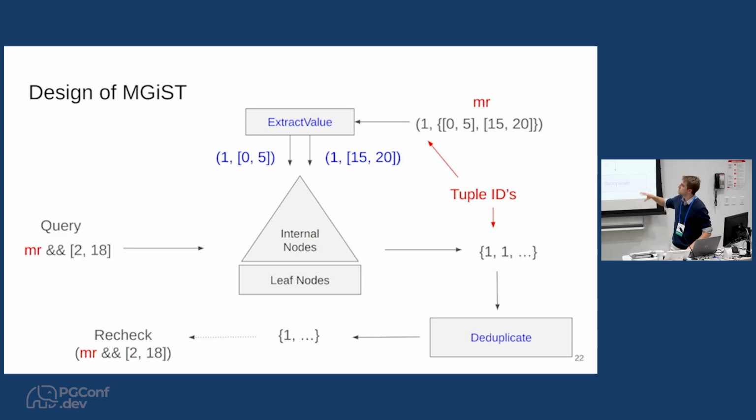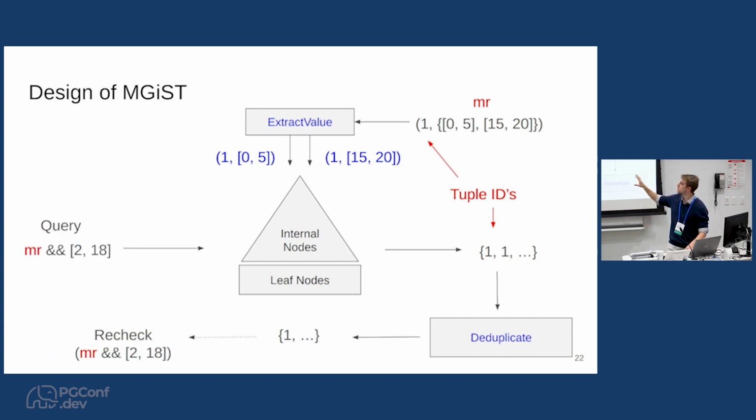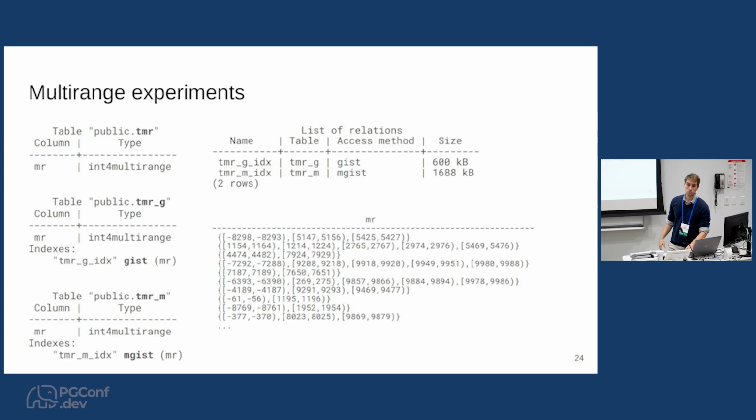But essentially, what I'm showing here is the result of this. This addition of the extract query is still a work in progress. But you will see that even with just adding the extract value part and the deduplication, we already get large benefits. So here I'm giving the example of the multi-range. This is just a trivial example with random data, but you will see that we get large benefits.